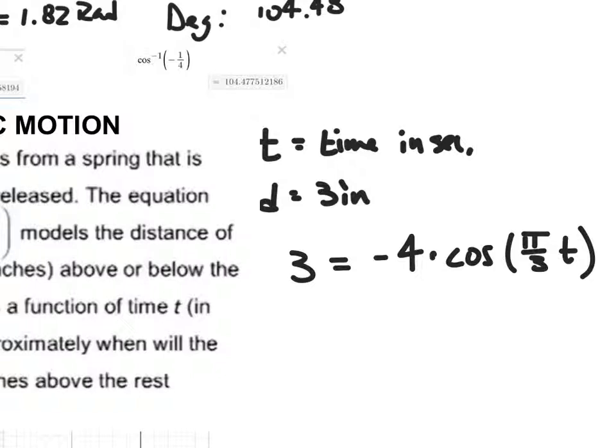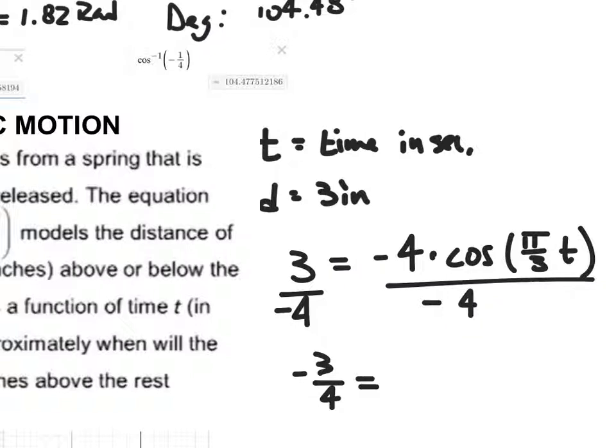What I'm going to do is isolate my cosine. So in order to solve this, I want to divide both sides by -4. And so I have this value, -3/4 is equal to cosine of pi over 3 times t.